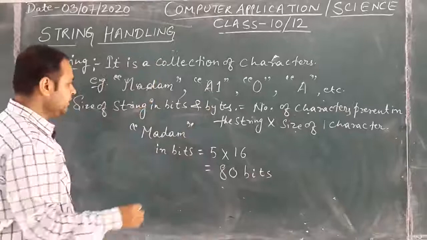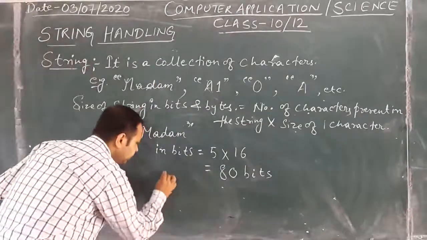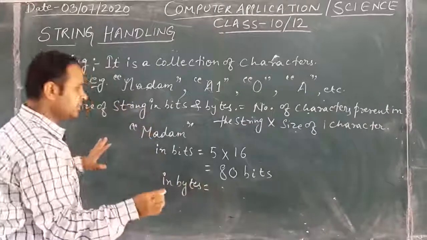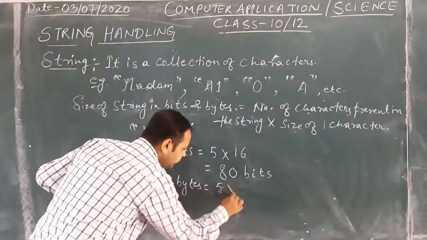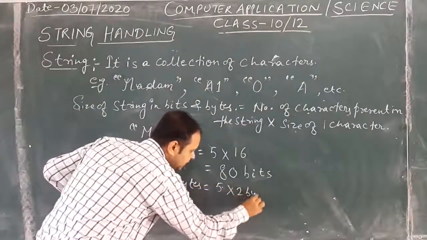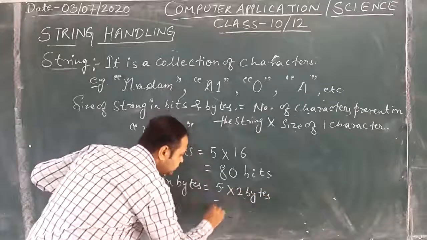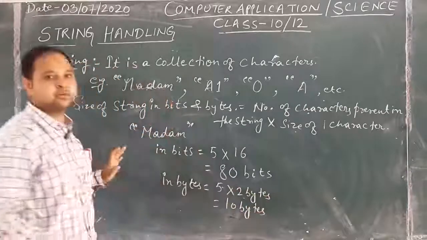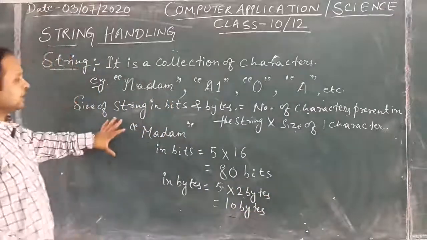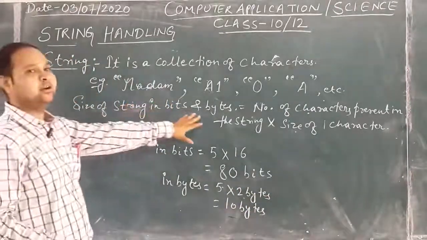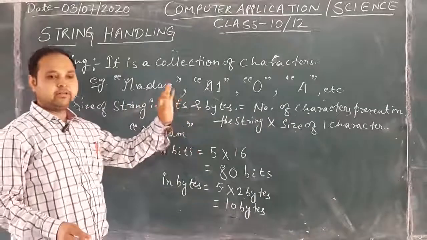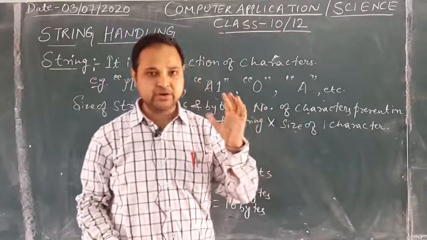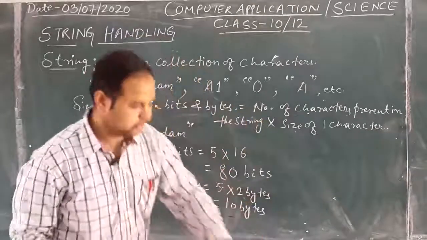Similarly, we can find it in terms of bytes also. In terms of bytes, 5 characters into 2 bytes, since 2 bytes is the size of a single character, which gives you 10 bytes. So this is the size of the string in terms of bits and bytes. Now I will show you how a particular string is stored in the memory of the computer.